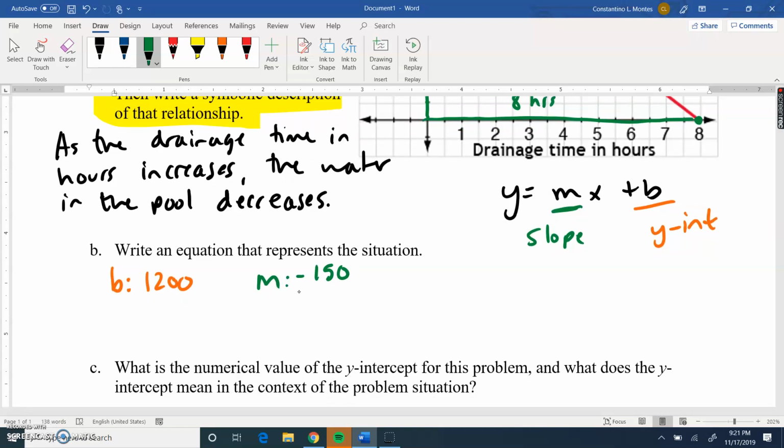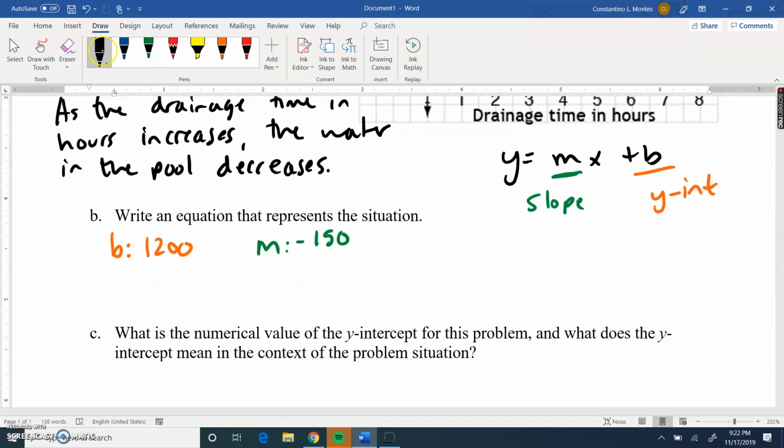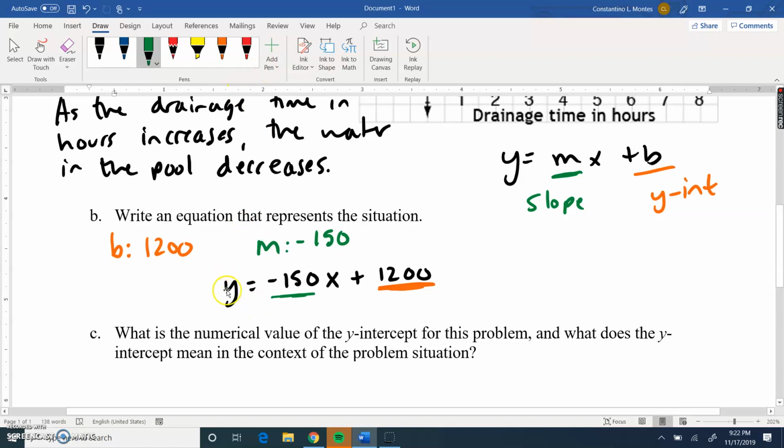Again, don't add the rate. The rate is gallons per hour. We're not going to include those in our equation. So I just have to put the pieces together here. My Y stays as Y. My M is replaced by negative 150. My X is going to stay as X. And this is going to be plus 1,200. So I got my B and I got my M. And that equation represents the number of gallons, which is Y, left after X hours.